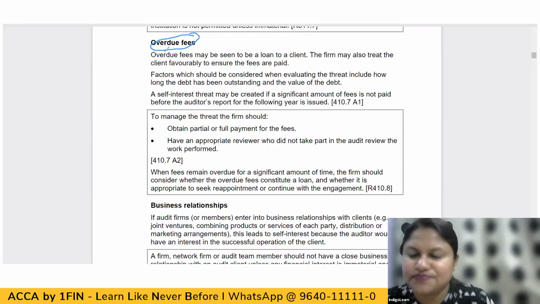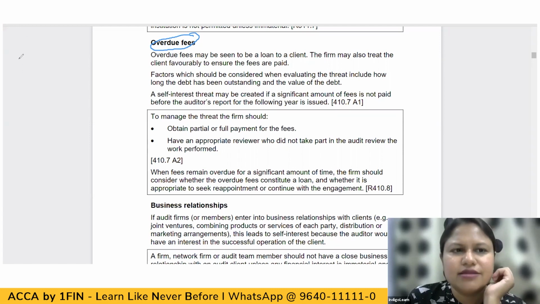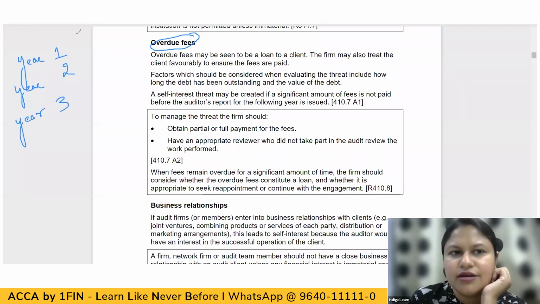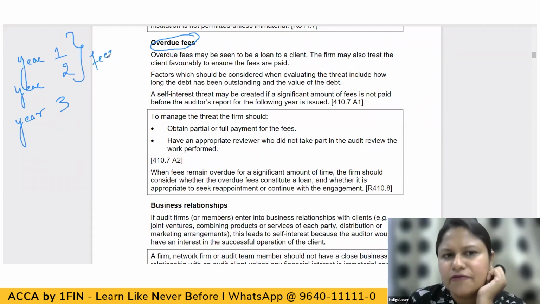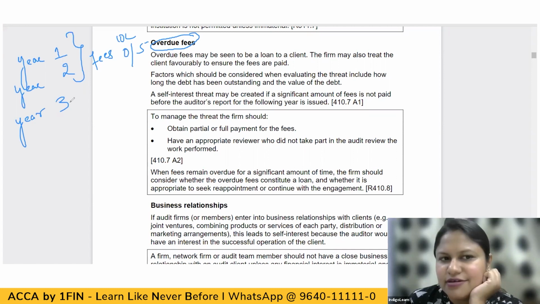Overdue fees means the amount payable by the client to the auditors, but they have not paid yet. Maybe in year 1 you have done the audit, year 2 you have done the audit, and now you are in year 3. Years 1 and 2 fees, 10 lakhs, are outstanding. They have not paid you. In the 3rd year you are the auditor, and you have to receive money from them.